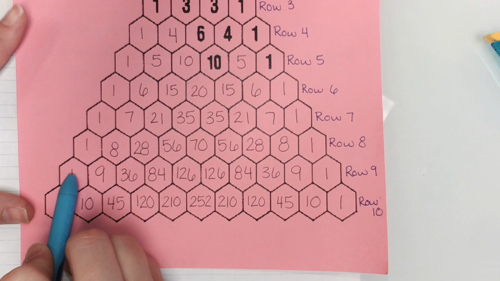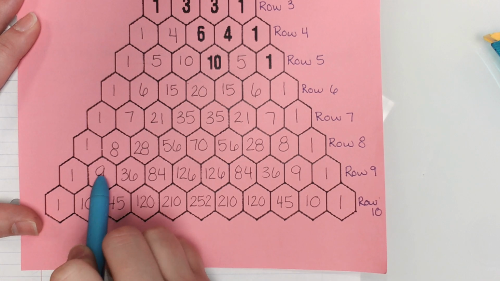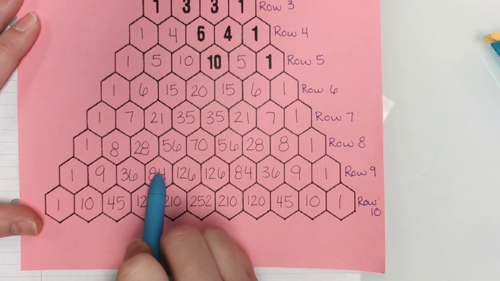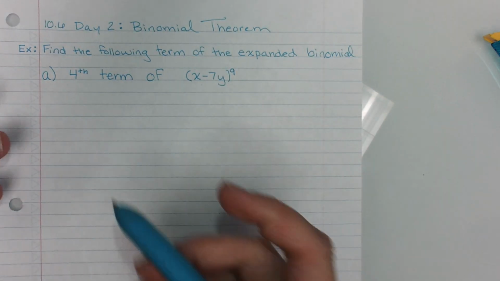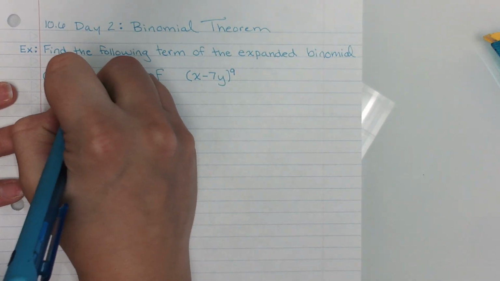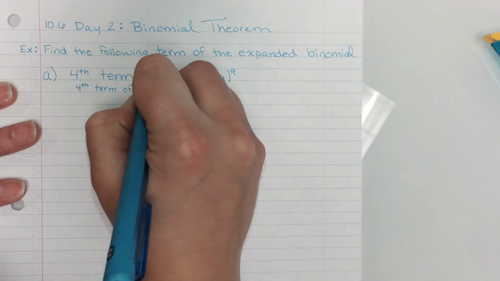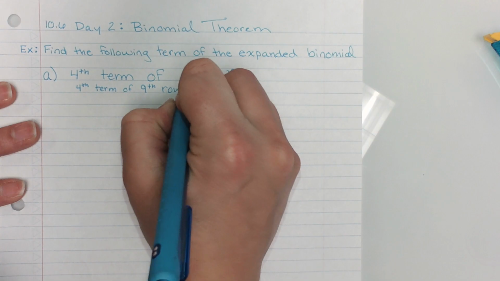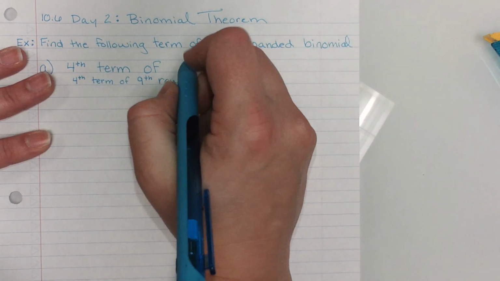So, how far in do I look? 4. Because this will be the first term, this will be the second term, this will be the third term, this will be the fourth term. Yes, it is 9 combinations of 3. I don't care. So, I'm looking at the fourth term of the 9th row. Do I have to write that out every single time? Absolutely not. This is for our notes. 84.